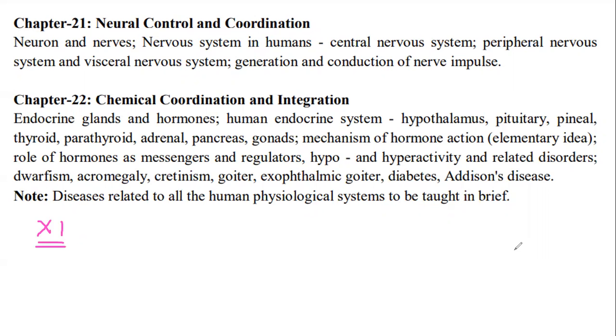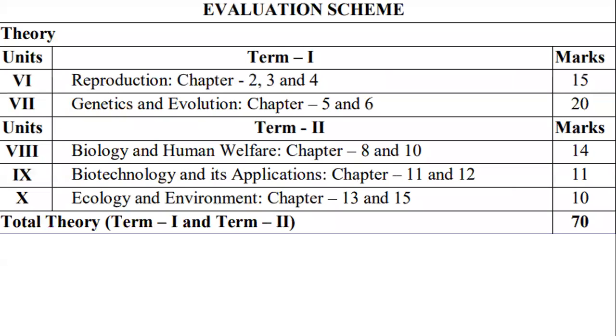So let's move on with the class 12 syllabus-wise analysis, term-wise analysis. Let's discuss in detail what all the topics are that are waiting for you in case of the term 1 class 12 board examination. In the first unit, reproduction, chapters 2, 3, and 4, and genetics and evolution, chapters 5 and 6. Only these 5 chapters are included in your term 1 biology examination.